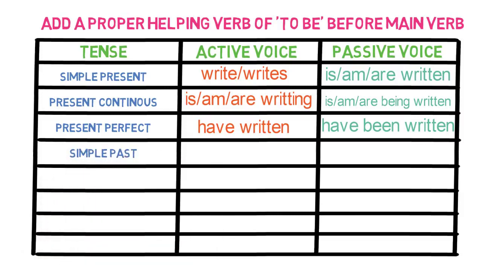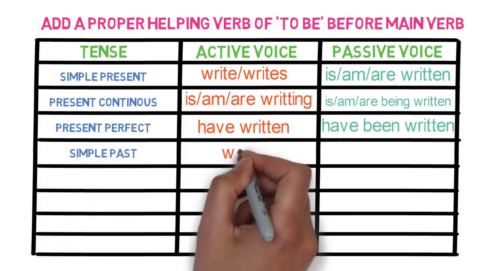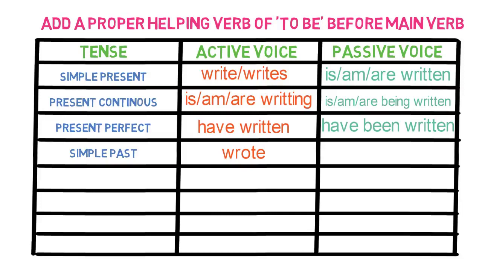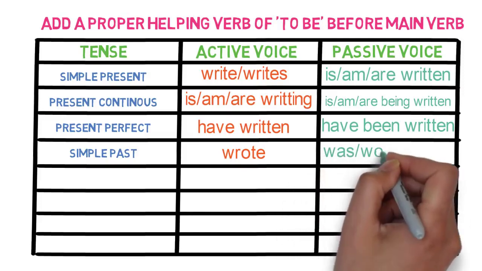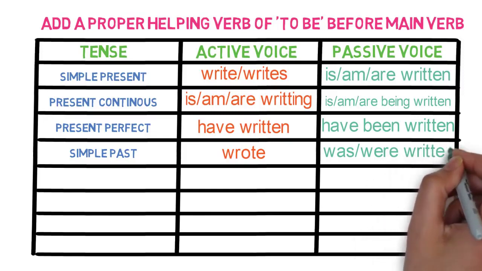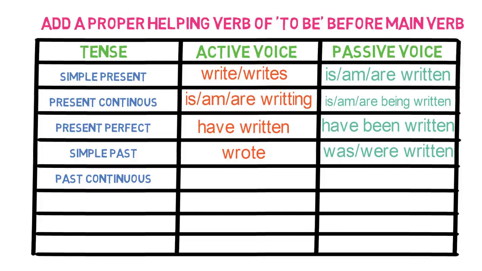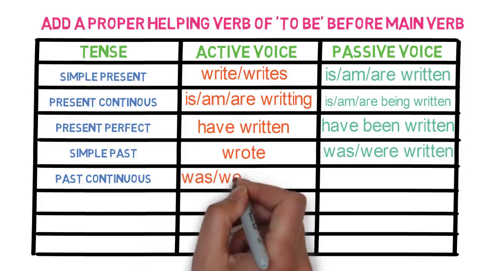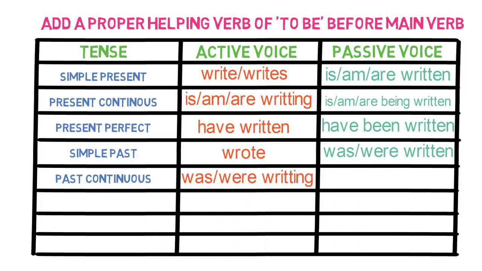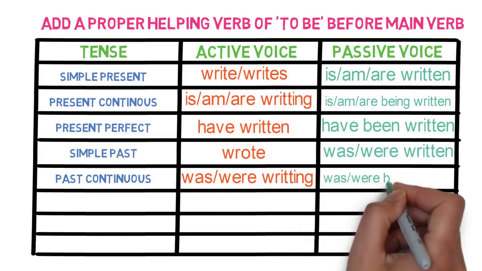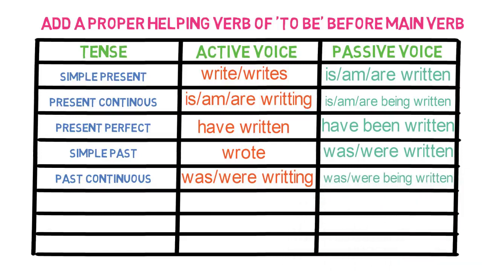For simple past, in active voice, we use wrote, which is verb's past form, while in passive voice, we add was or were as helping verb, and verb's third form, written. Past continuous tense. In active voice, we use was or were writing, while in passive voice, we add being helping verb after was, were and written.